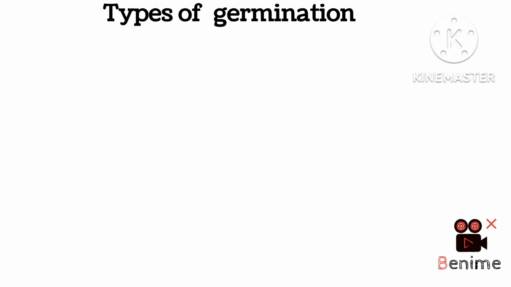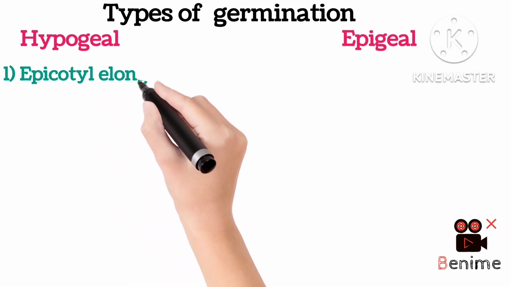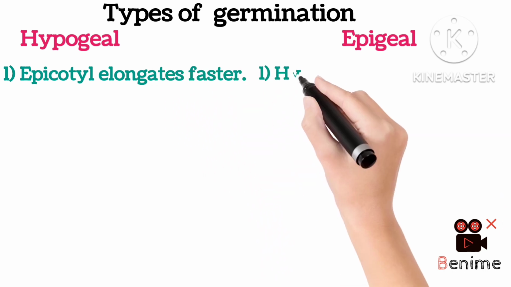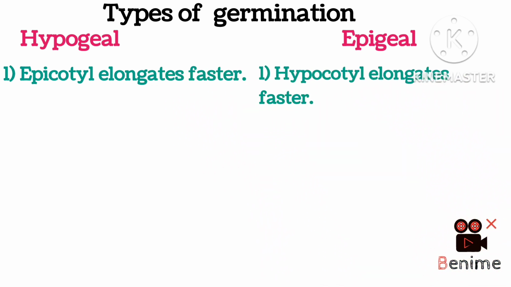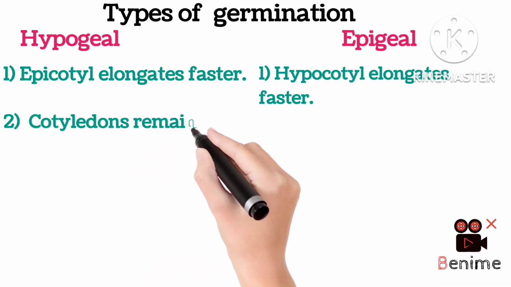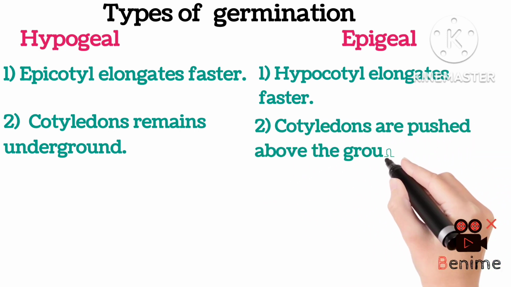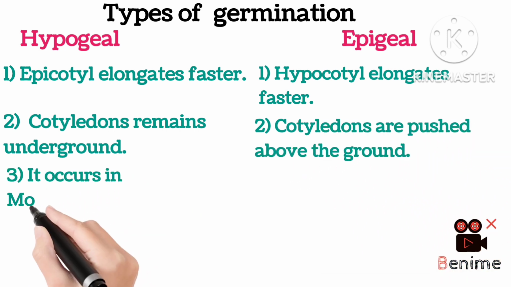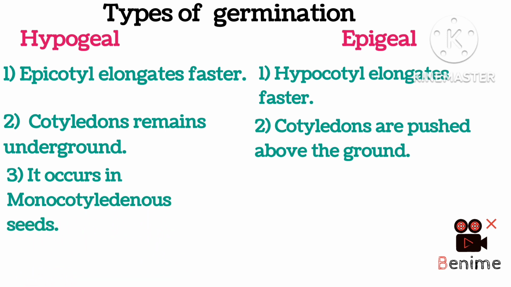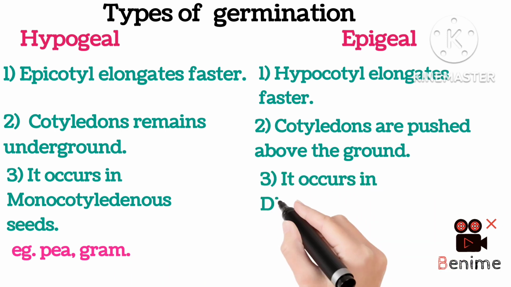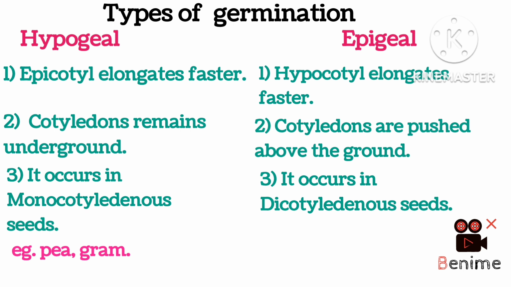Types of germination. There are 2 types of germination, hypogeal and epigeal. In hypogeal germination, epicotyl elongates faster. In epigeal germination, hypocotyl elongates faster. In hypogeal, cotyledons remain underground. In epigeal, cotyledons are pushed above the ground. Hypogeal germination occurs in monocotyledonous seed. Example, pea, gram. Epigeal germination takes place in dicotyledonous seed. Example, castor, bean.